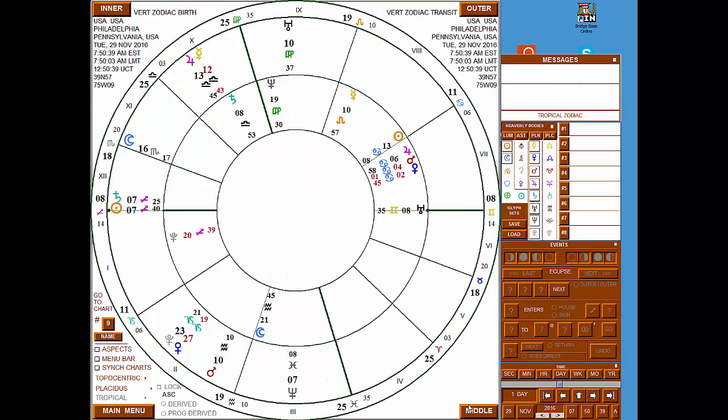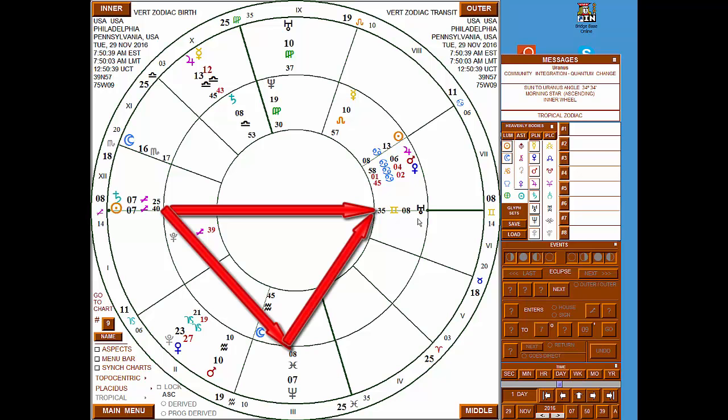On that day, November 29th, we will have a T-square, the Saturn and the Sun on one corner, opposing Uranus, and then the T-square forming Neptune down here in the third house. That will be an interesting time period to watch. And that's all I'm going to say.